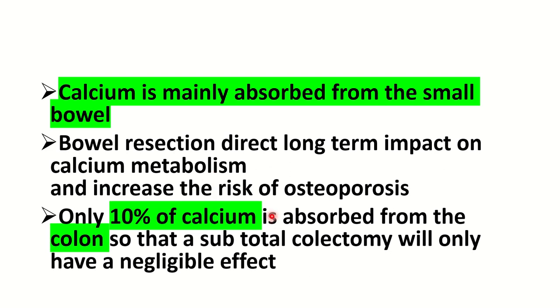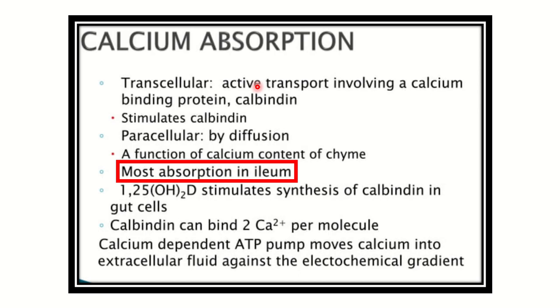Here only 10% of the calcium is absorbed from the colon, that means in the large intestine only 10% of the calcium is reabsorbed, and for this reason subtotal colectomy will only have a negligible effect. So if we remove the whole colon, it will produce little effect, that means almost no effect, because about 90% is reabsorbed from the small bowel. So if we remove the large bowel, it will have very little impact, but if we remove or cut the small bowel, it will impact calcium metabolism because it absorbs about 90% of the calcium.